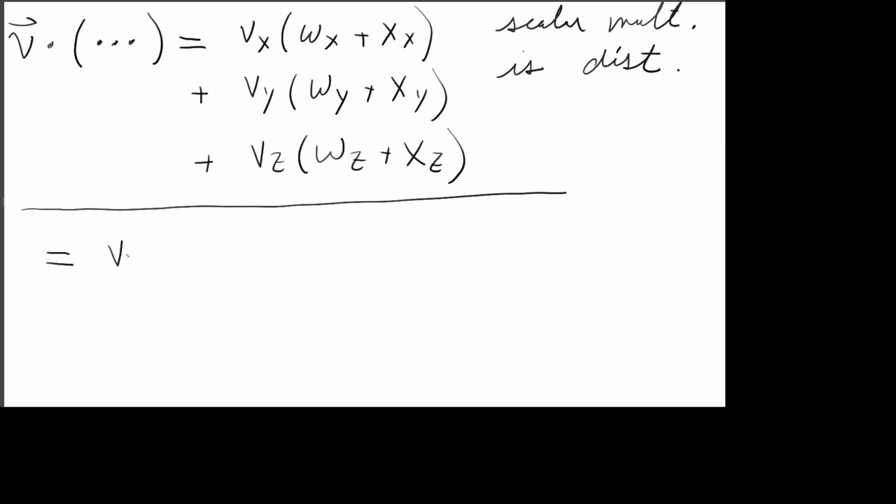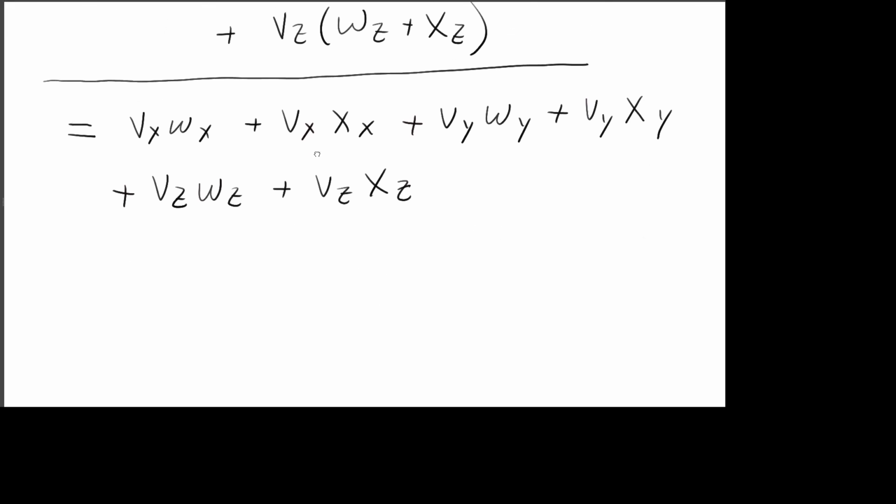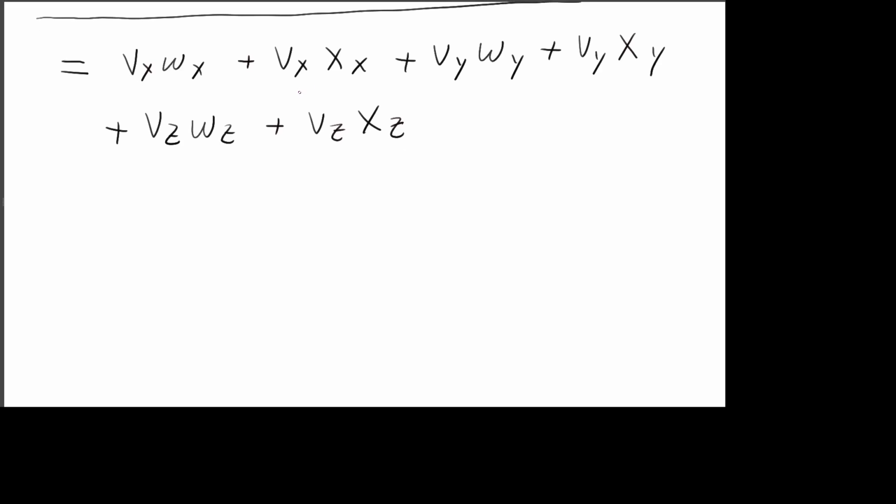So this will be vx wx plus vx x sub x plus vy wy plus vy xy plus vz wz plus vz xz. So we have 4 terms on top, and another 2 makes 6 terms, so we have the right number of terms. And now we need to collect all the vw terms and all the vx terms together, so let's do that.